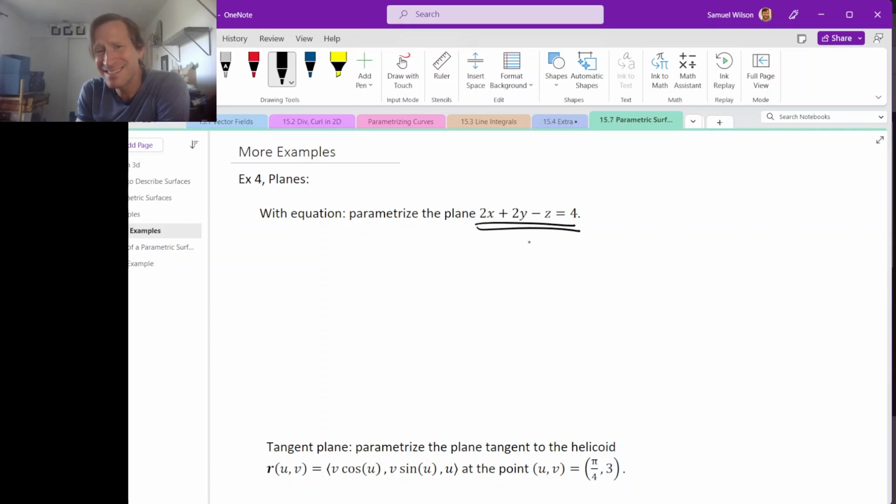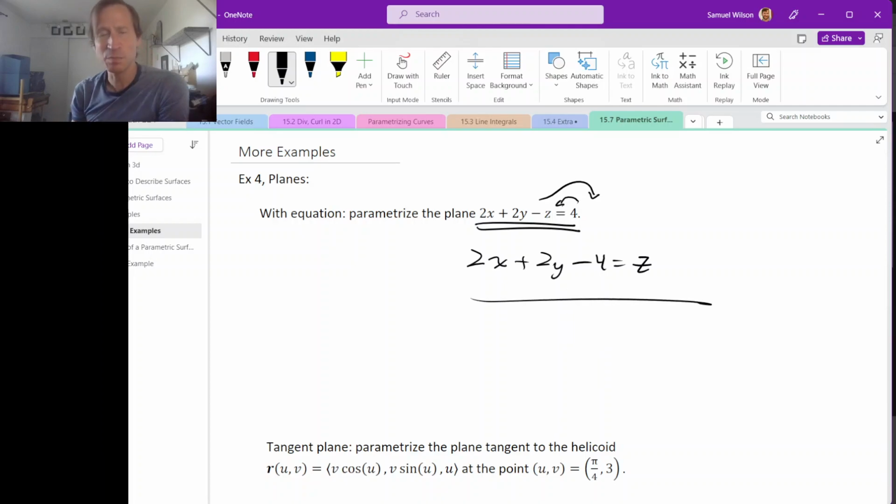A plane like this is actually just a graph, right? We can think of this as the graph of a function if we just rearrange this equation a little bit. So write this as 2x plus 2y, move the z over there and the 4 to the left, 2x plus 2y minus 4 equals z. And so we could graph this plane just as the graph of a function. Okay, so that's not especially interesting.